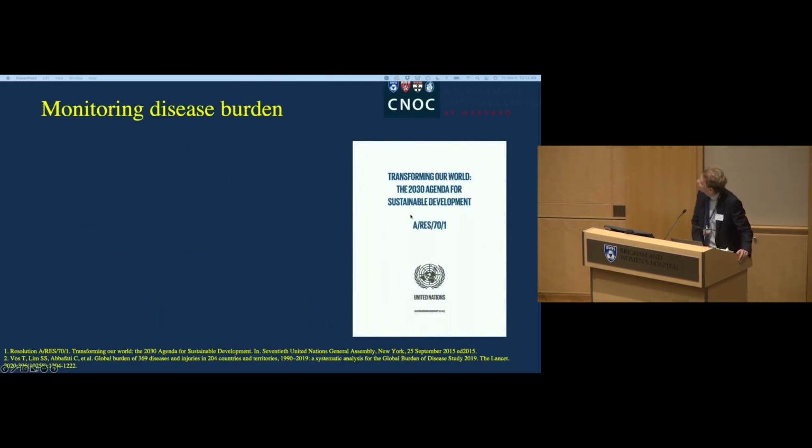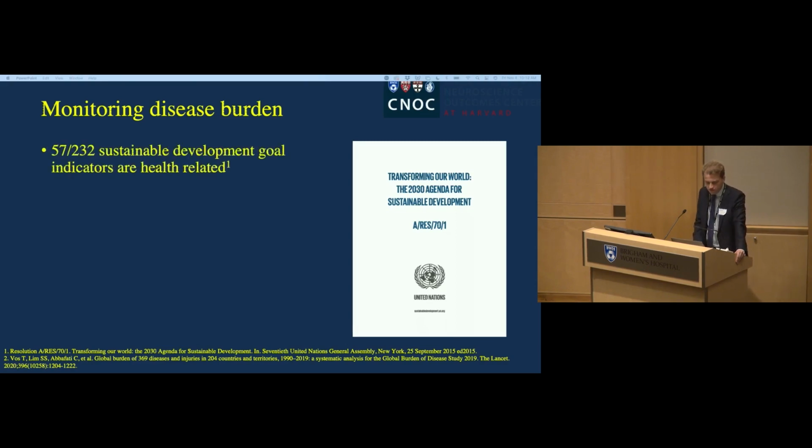So this is the 2030 Agenda for Sustainable Development, which was a resolution passed by the United Nations in 2015. And it outlined 17 interlinked global goals, which were designed to be a shared blueprint for a more peaceful and prosperous world in 2030. Of these 232 Sustainable Development Goal indicators, about 57 are health-related. And the regular monitoring of these is required to sustain policy focus.